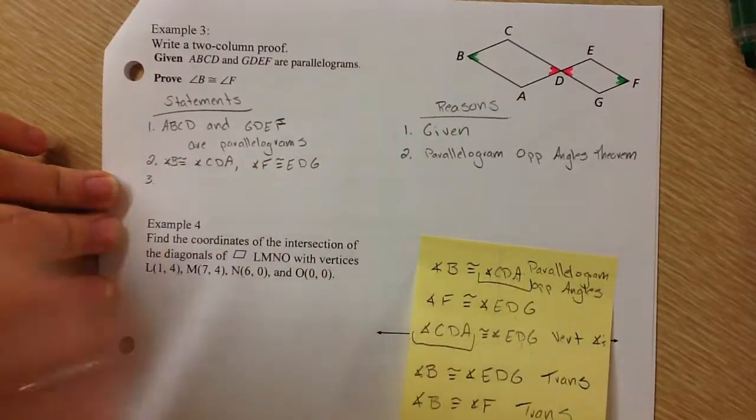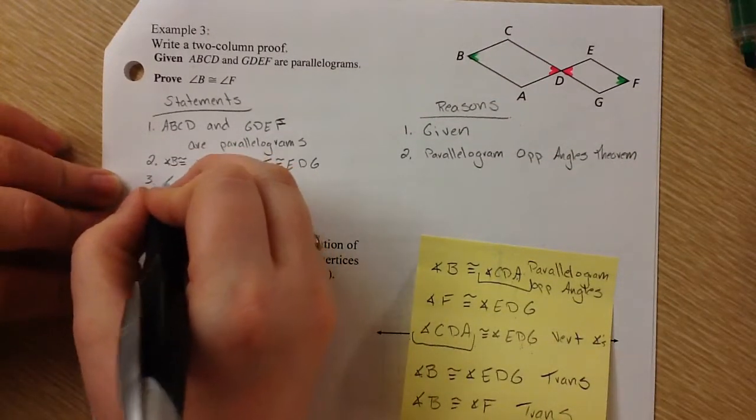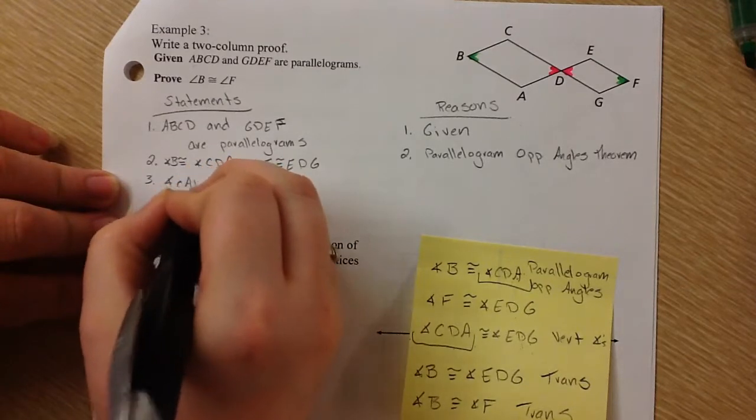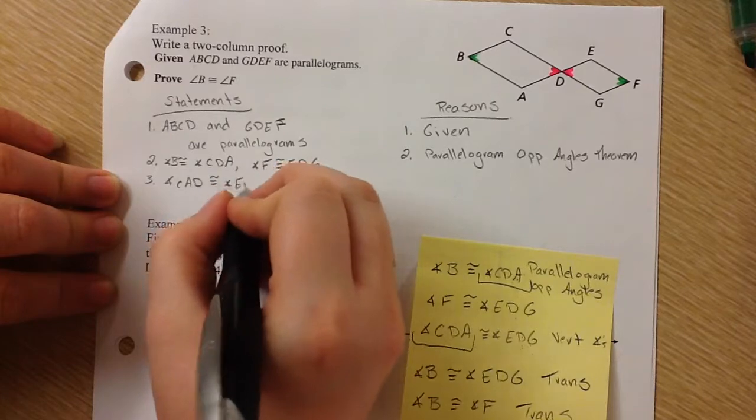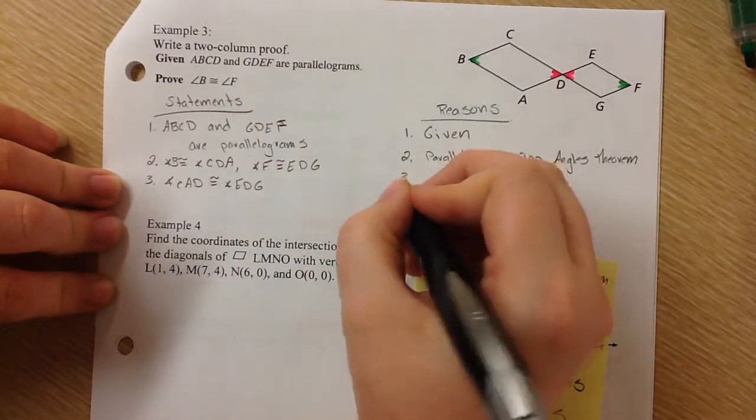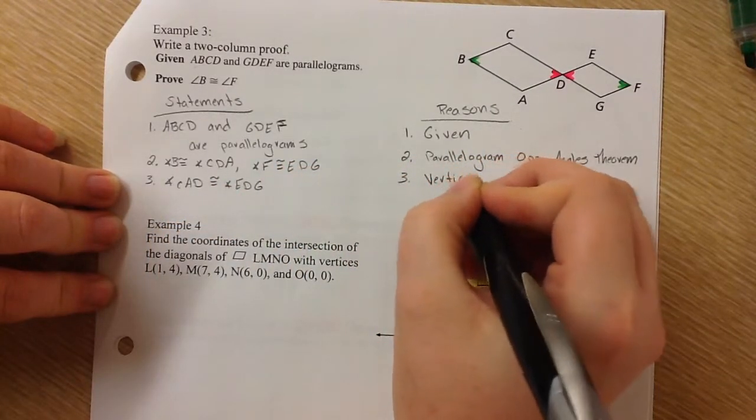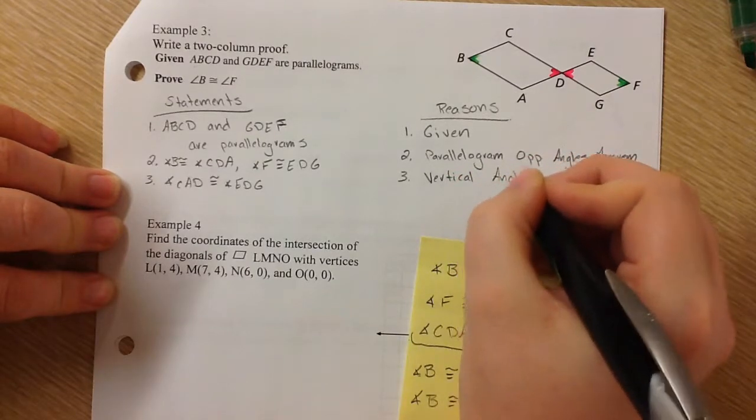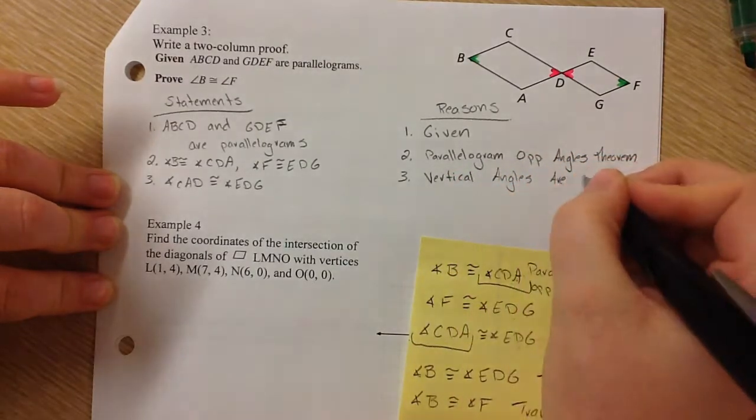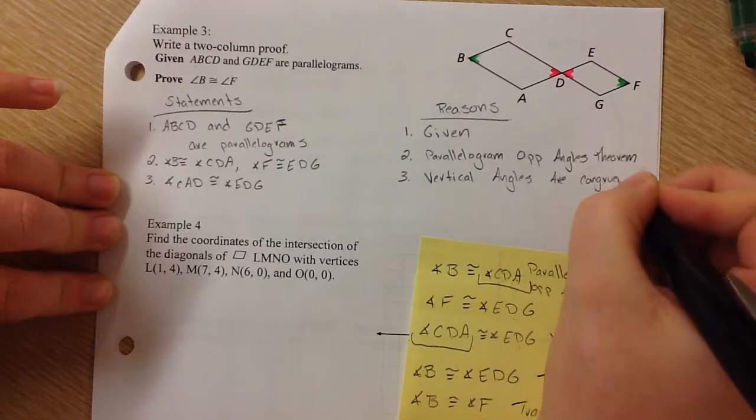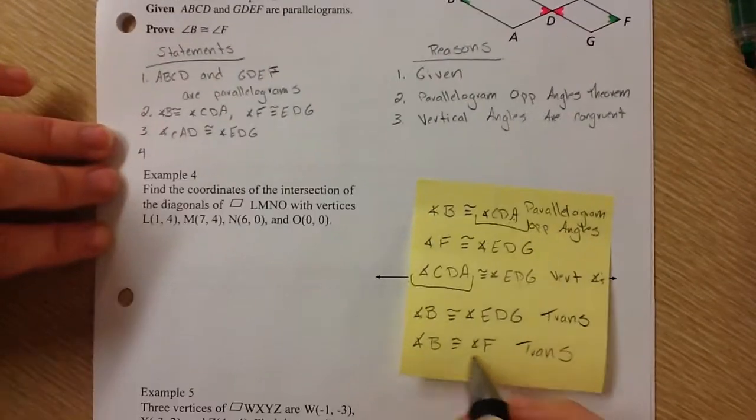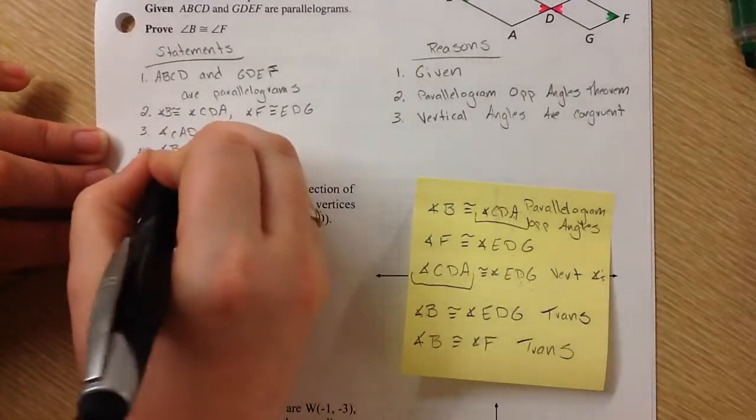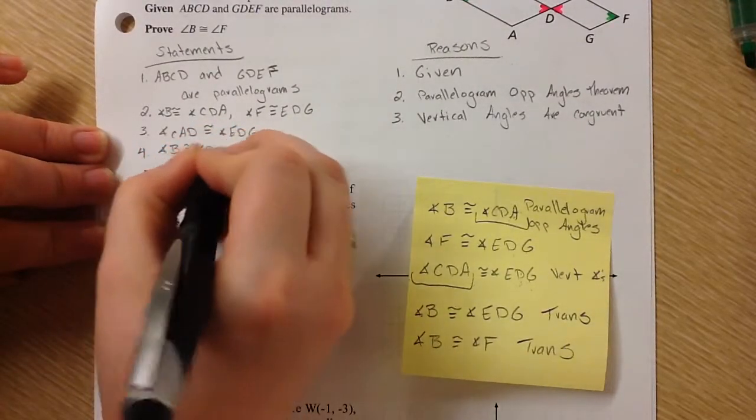And then next we used vertical angles. Angle CDA is congruent to angle EDG by the vertical angles congruence theorem. Or we can just say vertical angles are congruent. Okay. And then my last step, these were both transitive properties, so I'm going to put them together. Angle B congruent to angle EDG.